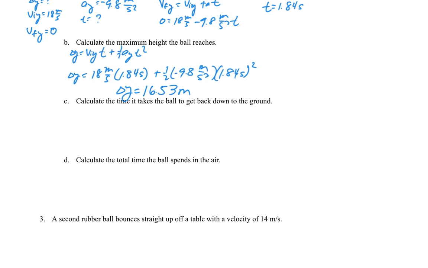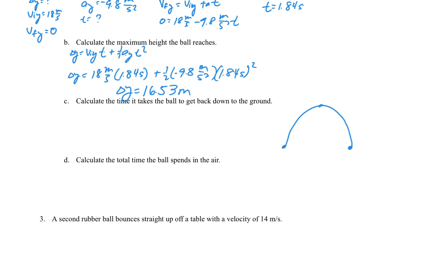Now it says calculate the time it takes the ball to get back down to the ground. Well, I could calculate that, but remember we talked before about this simple arc. We said that the time it takes to get to the top of the arc from where we throw it is exactly the same as the time it takes to get from the top to the bottom, assuming that the ball is launched and lands at the same height.